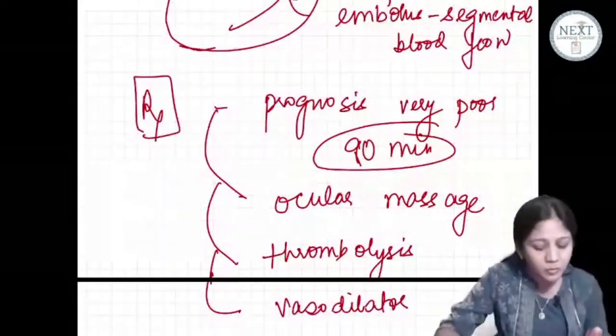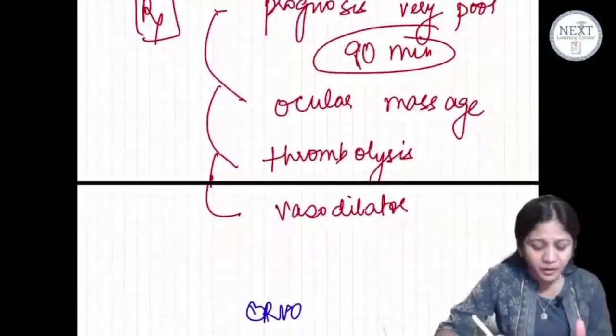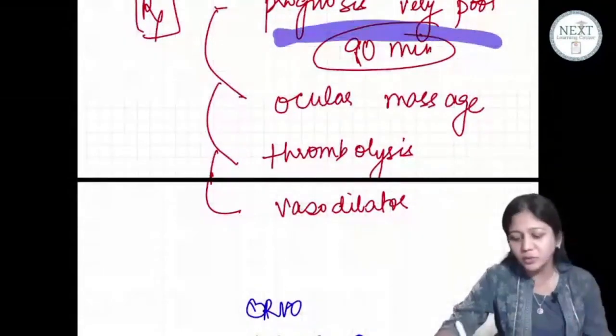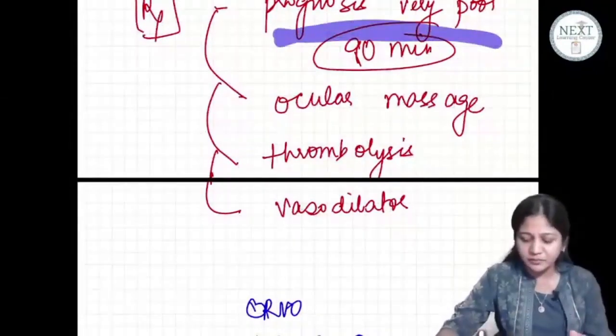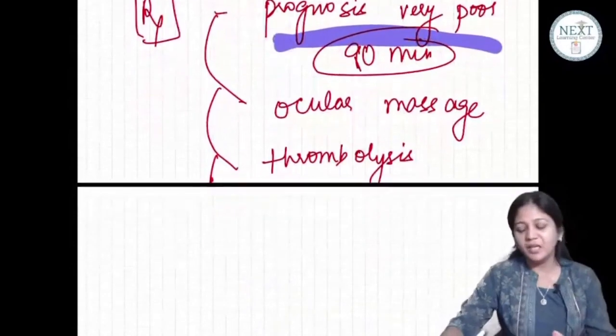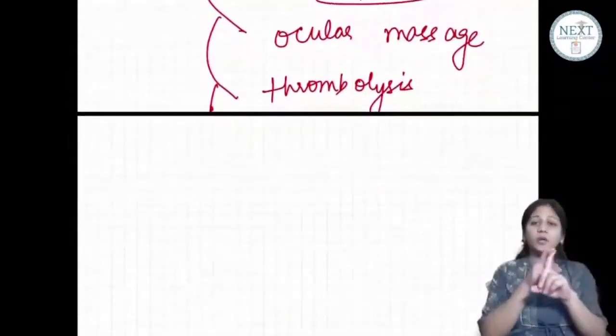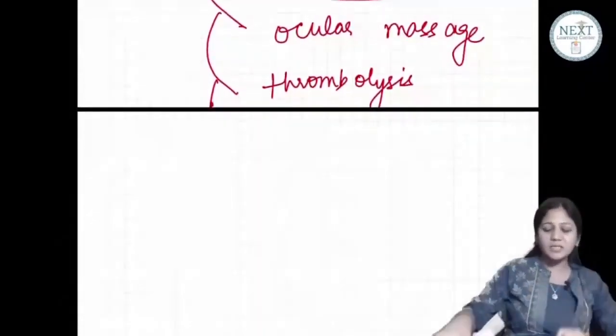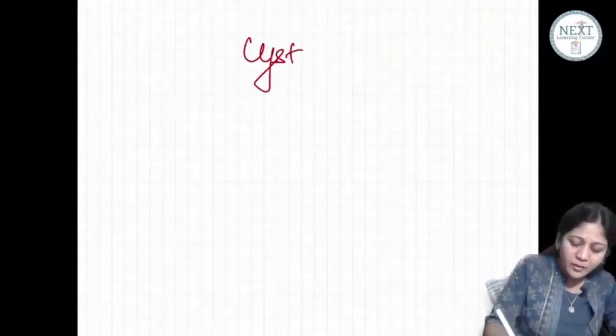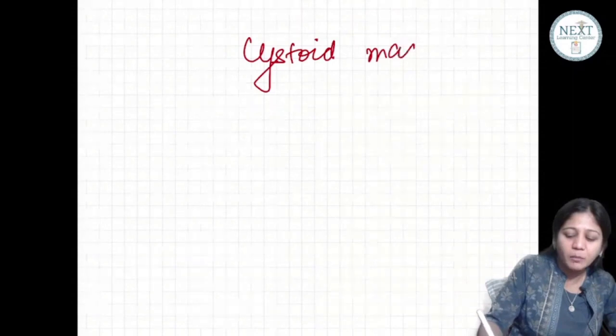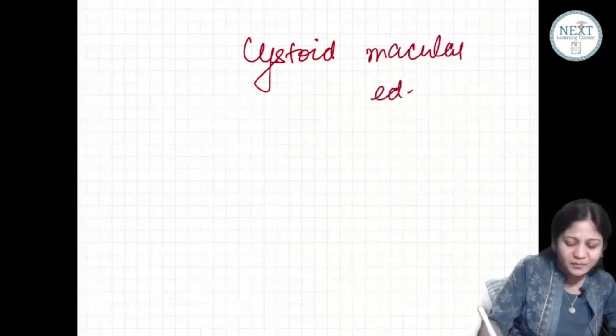That's why I mentioned the prognosis is very poor. There is permanent loss of vision. You can't do anything. So we are done with CRVO. We are done with CRAO. The next problem we have to read is cystoid macular edema. We have been talking about cystoid macular edema, but what exactly is this?